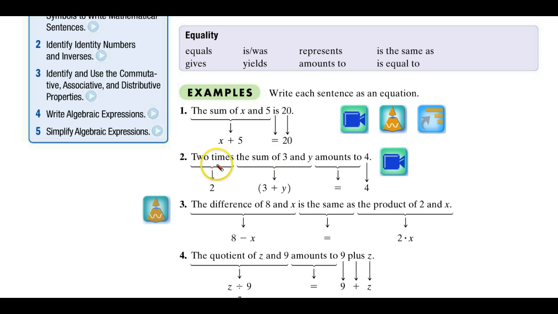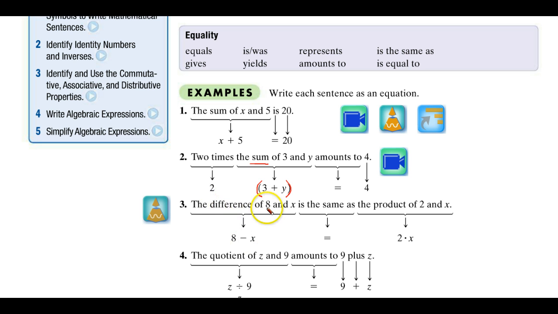Now here's where we do need a parenthesis. 2 times the sum. So we have to indicate that this is a sum by putting parentheses around it. The sum of 3 and y. So the n is the plus sign. Amounts to equals 4.